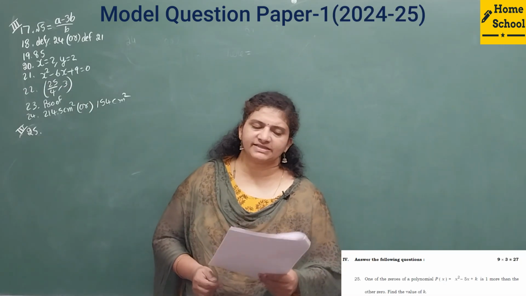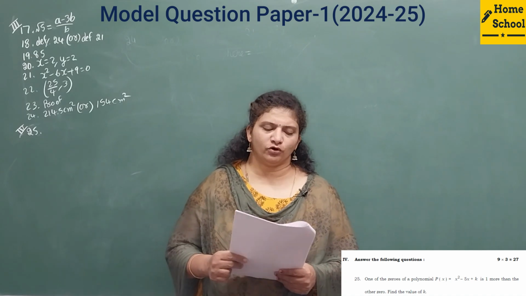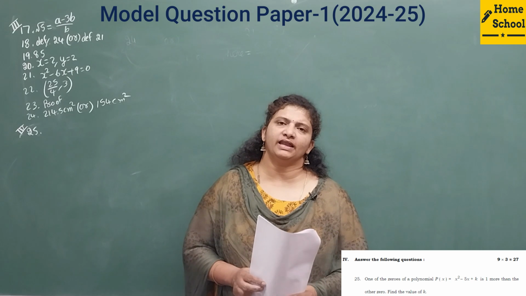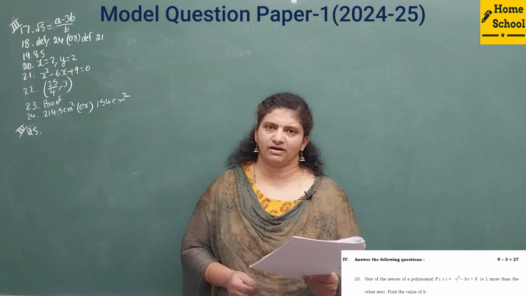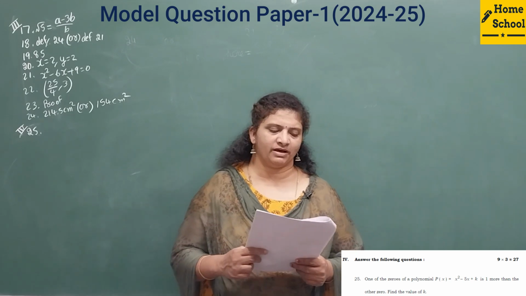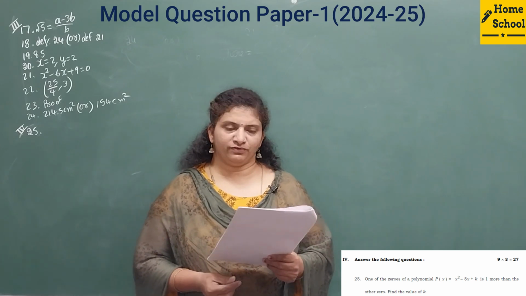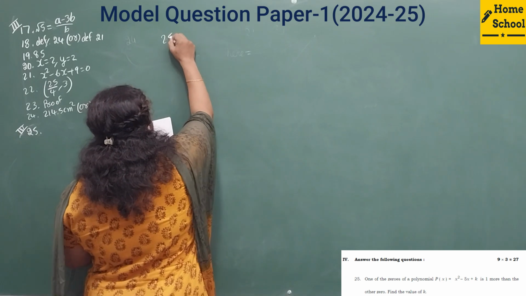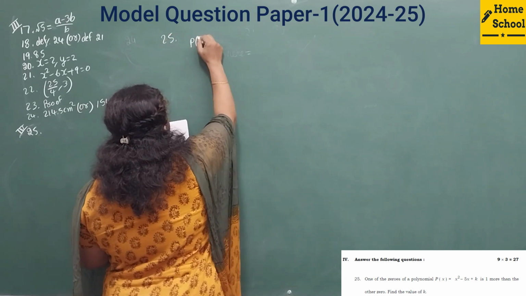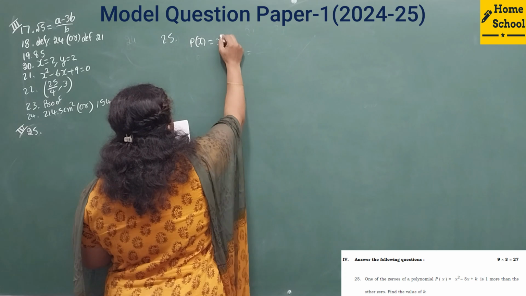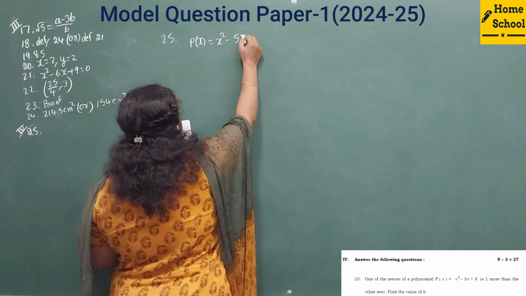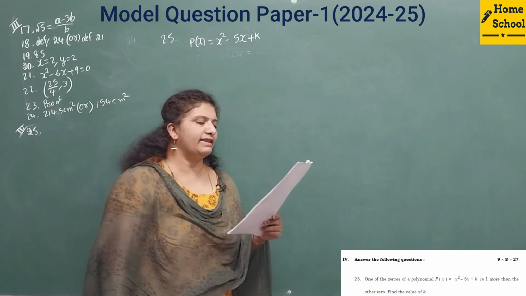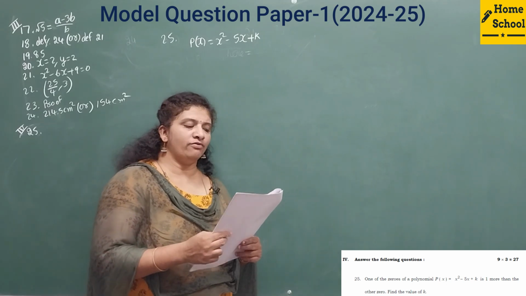With this, third main is completed. Let us start with the fourth main. Answer the following questions. In this, we will be having 9 questions. Each carries 3 marks. 9 3s are 27 marks. 25th one. One of the zero of a polynomial p of x is equal to x square minus 5x plus k is one more than the other zero. Find the value of k.